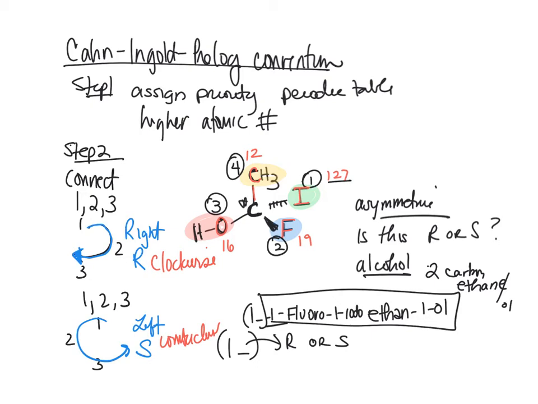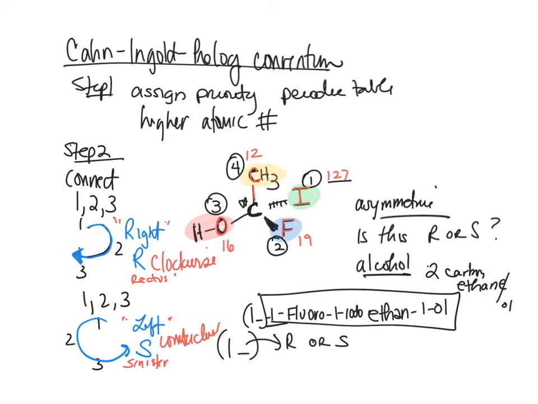These are German words. If you look in your book, you'll see how to say the German words. S is Latin for sinister, which means left. And R is Latin for rectus, and that means right.